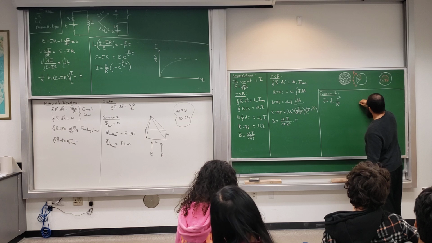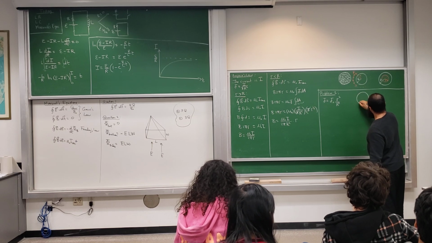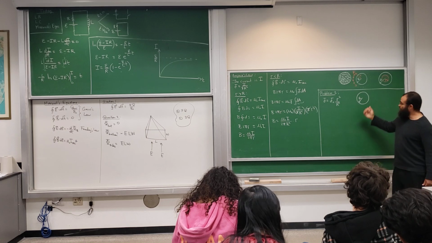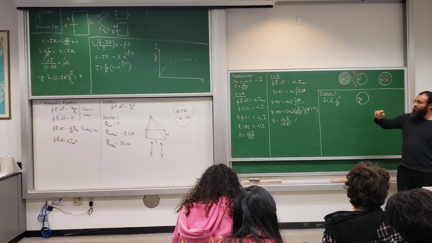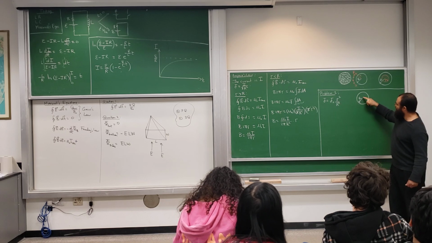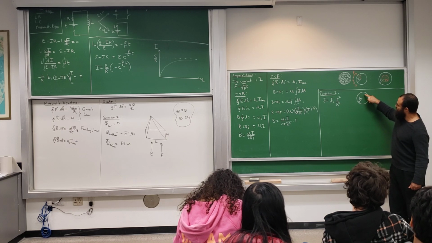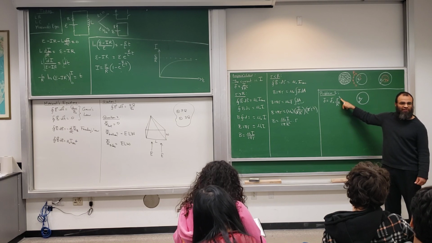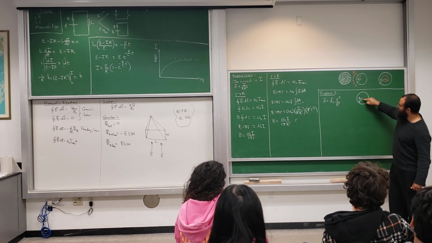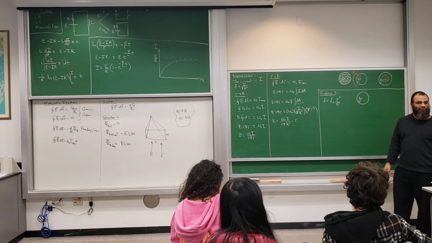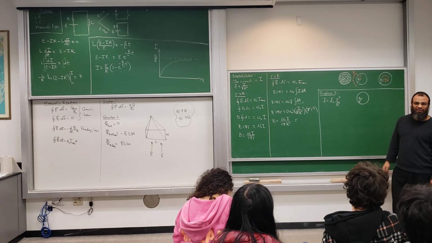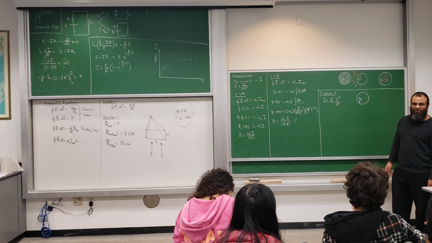Here is the wire again. The wire has radius R. The current is still coming out, but it's not uniform. The closer you are to the circumference, the larger the current density. So more current comes out from here than closer to the center. The question is: find the magnetic field inside and outside.